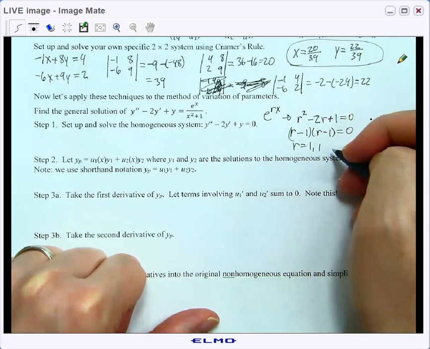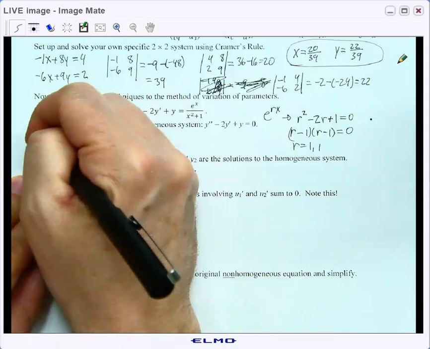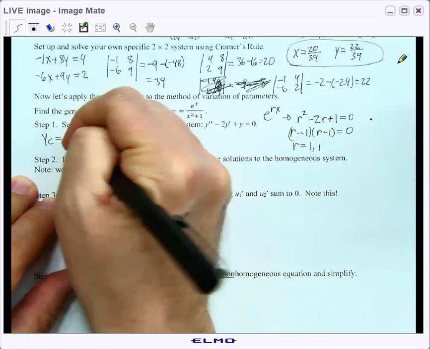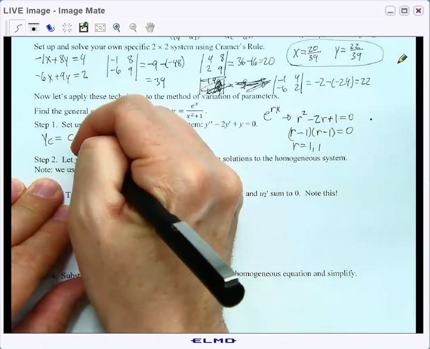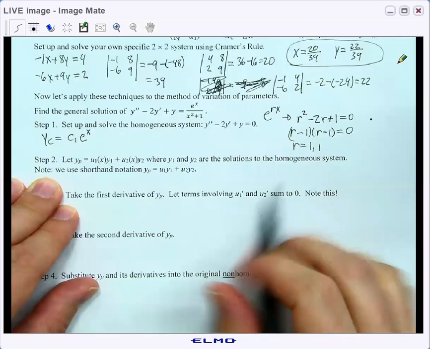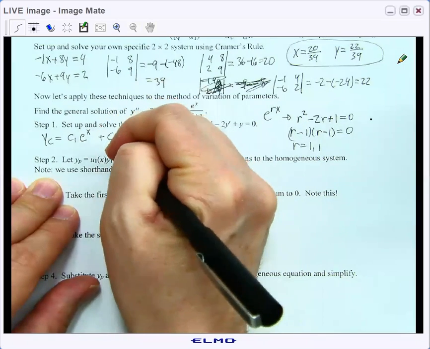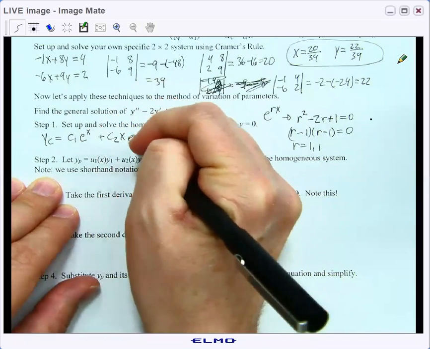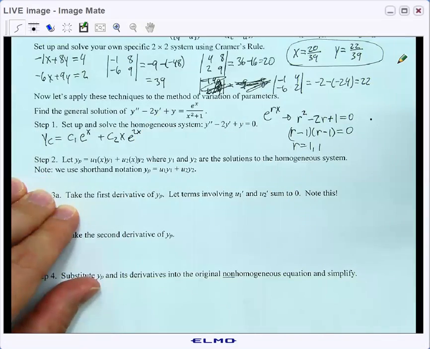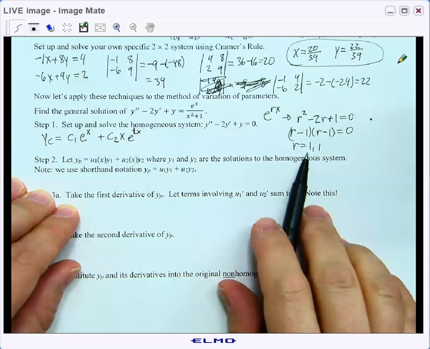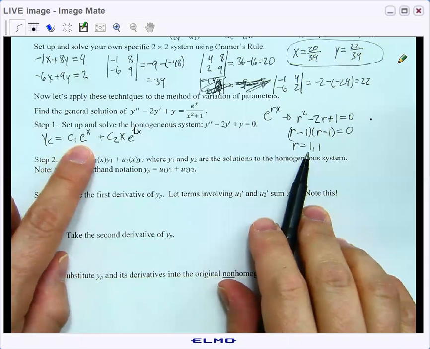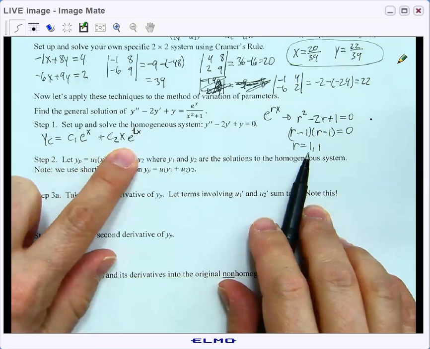So our two solutions are y sub c equals c1 e to the 1x. Oh, but we have some duplication. So c2 x e to the... oh, sorry, e to the x, e to the 1x. So because of the duplication, we have c1 e to the x plus c2 x e to the x.